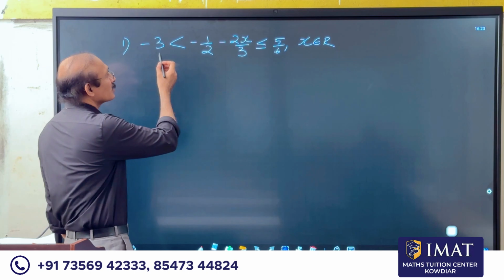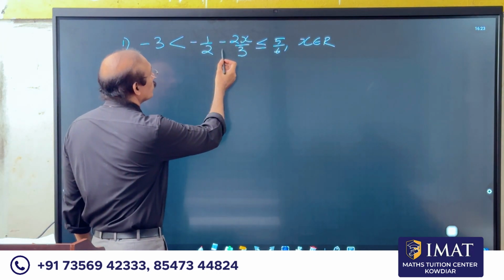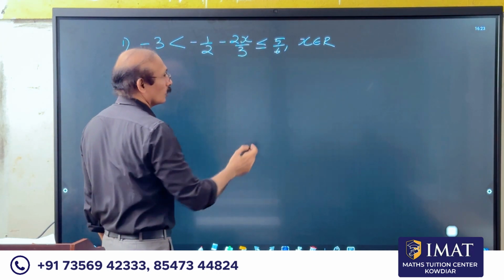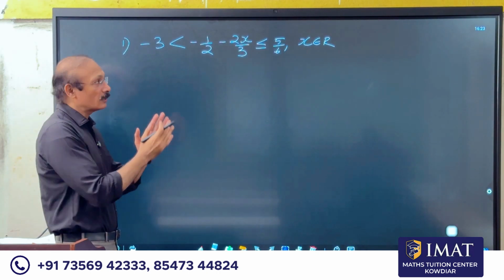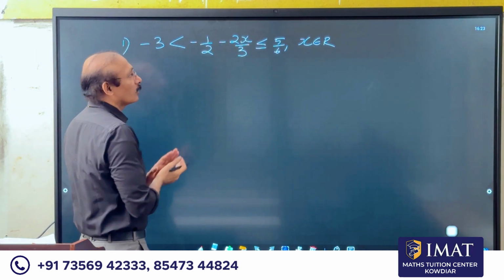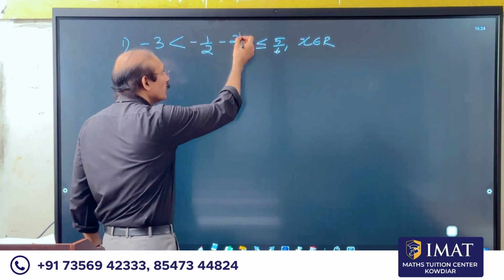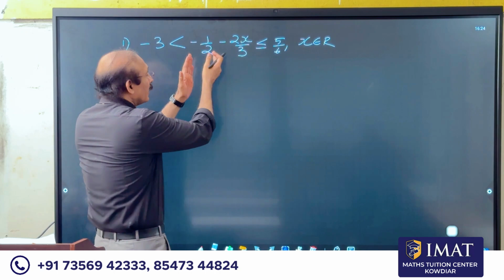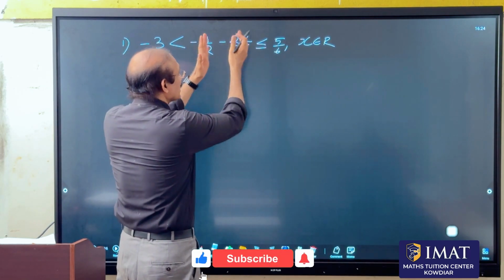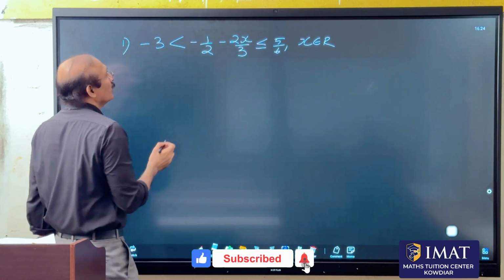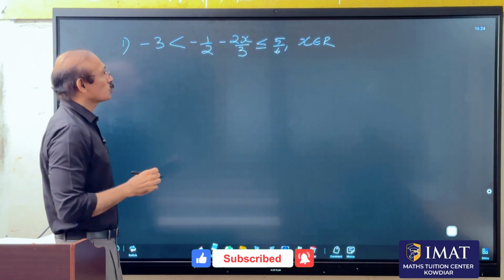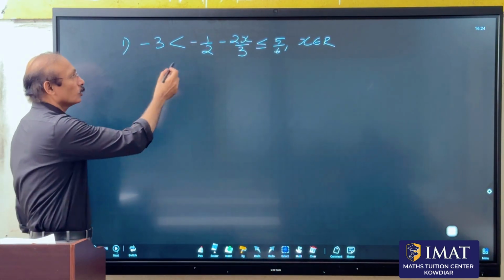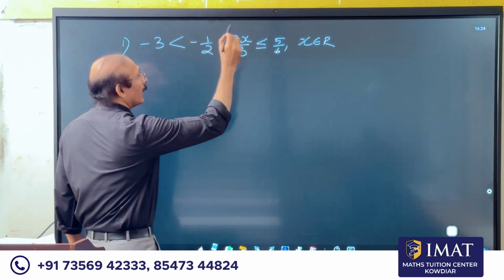See, minus 3 less than minus 1 by 2 minus 2x by 3 less than or equal to 5 by 6. This is an inequation, and you have double inequations. When you see this inequation, the variable is coming only in the middle. So what we need to do is eliminate all the numbers from the middle except x. So let us first remove this minus 1 by 2. To remove minus 1 by 2, you add 1 by 2.